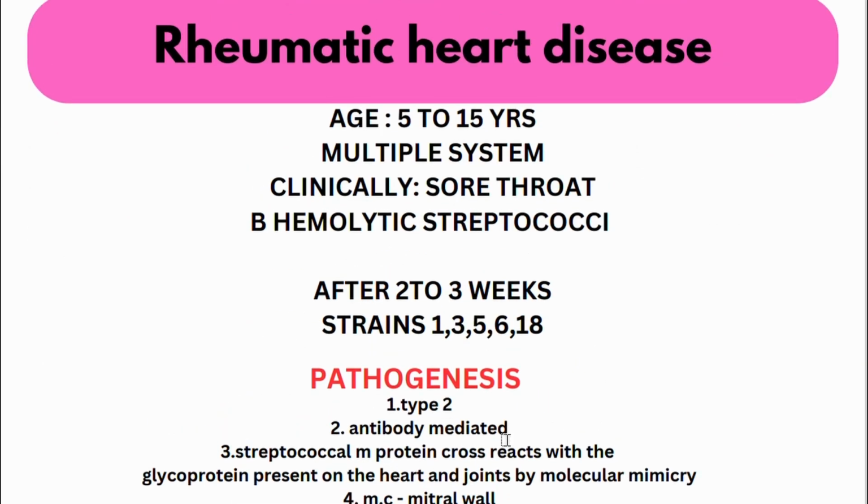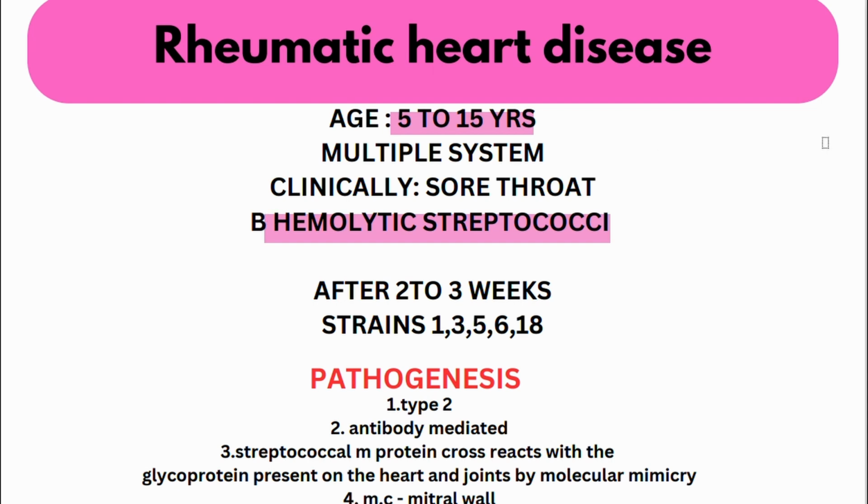Okay, sorry, rheumatic heart disease. In this rheumatic heart disease, age is very important: children of 5 to 15 years are affected by it, which is caused by the beta hemolytic streptococci organism.